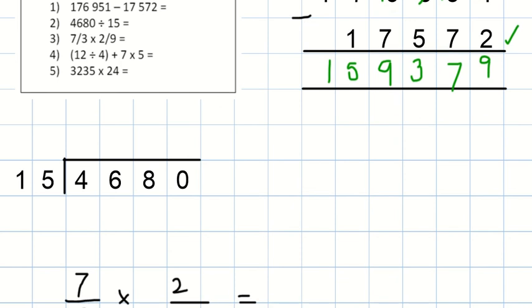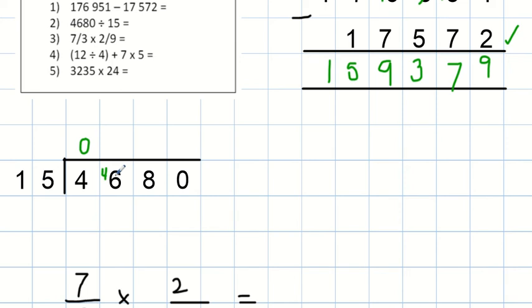Okay, question number 2 then. We've got 4,680 divided by 15. Okay, so I've set up my formal method. I'm going to use the bus stop method today. I'm going to start by thinking, how many times does 15 go into 4 equally? Well, it doesn't. And I'm going to exchange my 4 and bring it across here. So I'm thinking 15 into 46.